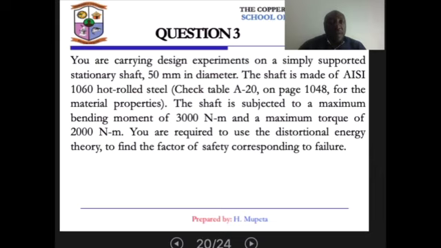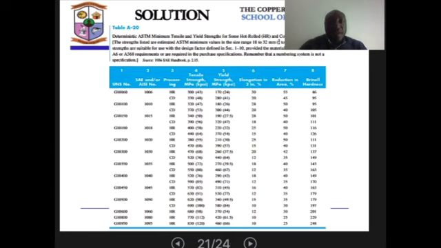So the shaft is subject to a maximum bending moment of 3,000 Newton meter and a maximum torque of 2,000 Newton meter. All you are required to do is use the distortion energy theory to find the factor of safety corresponding to failure. So the first thing that you do is you go to table A20, and this is table A20.